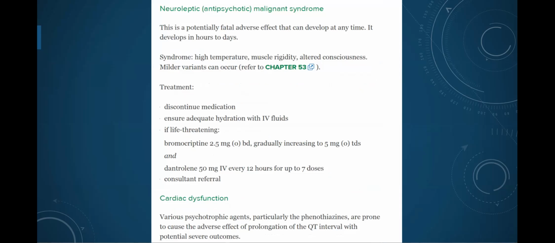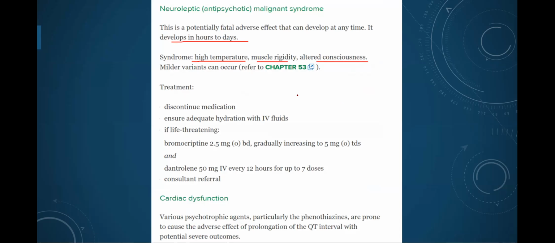The last one, but the most important complication, is neuroleptic malignant syndrome. Now, neuroleptic malignant syndrome is a potentially fatal adverse effect, because it can develop within hours to days of starting the antipsychotic. Mainly, the patient will have very high temperature, muscle rigidity, altered consciousness. Then also this patient will have lack of reflexes or decreased reflexes. So that's mainly the feature of neuroleptic malignant syndrome.